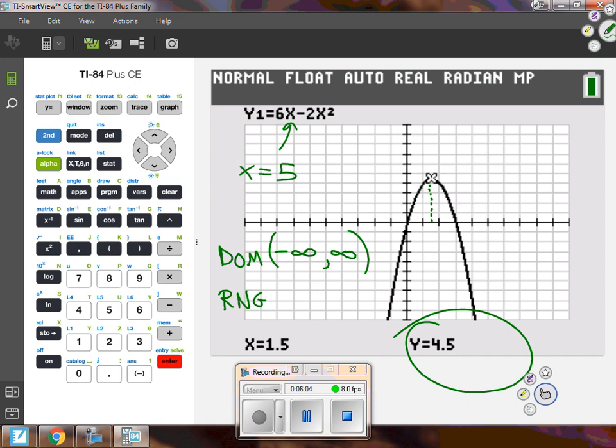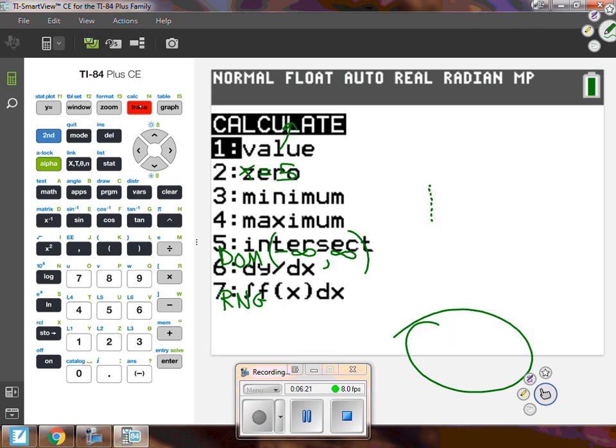Do you know this trace button we've been hitting? What's above it? Calculate. Oh, you'll hear this a lot this year. What's better than trace? Second trace. If you look at the second trace screen, what's option 4? It'll find the maximum for you. Aha. So when you go to second trace, calculate, you can hit maximum.